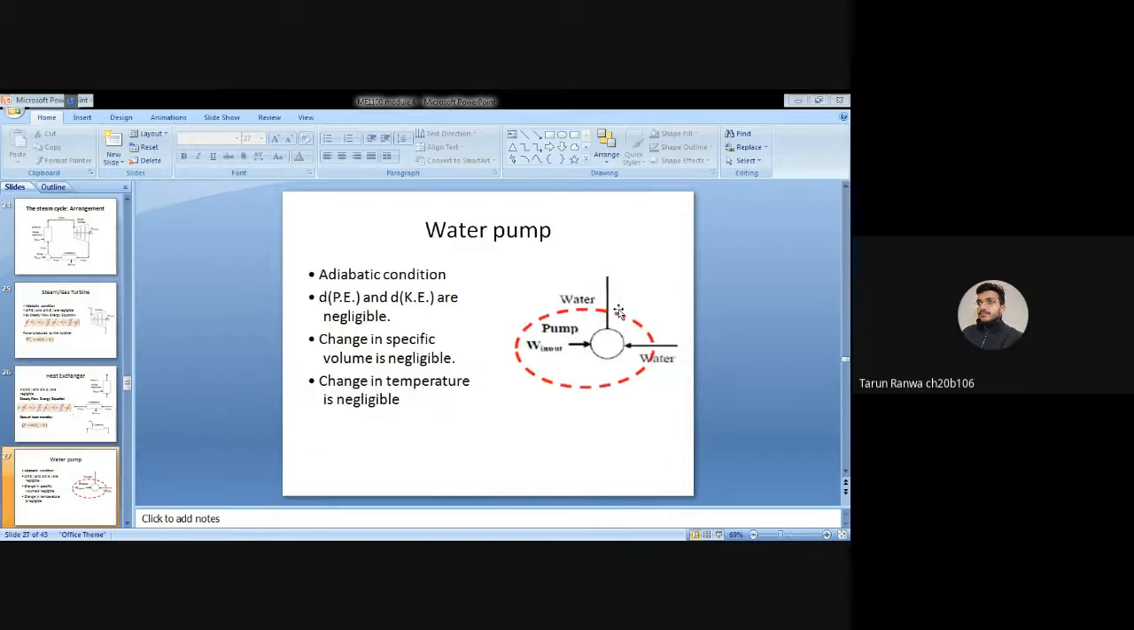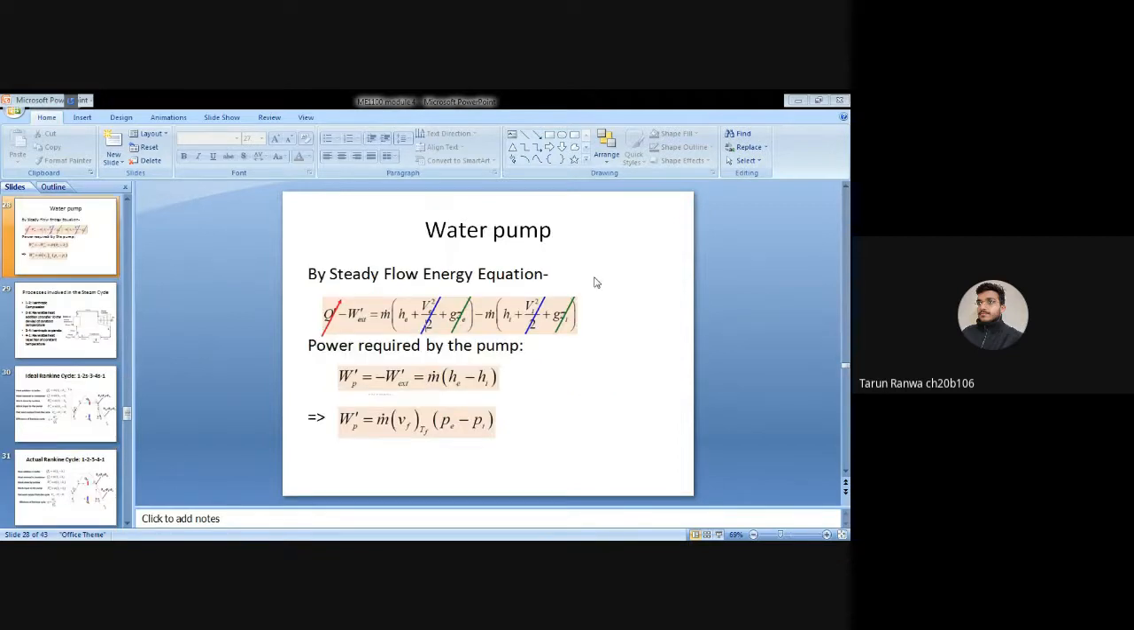Now the water pump. The water pump is in an adiabatic condition, and here also the change in potential energy and change in kinetic energy are negligible. In the water pump, the change in specific volume is also negligible, and the change in temperature is also negligible. Now let us apply the steady flow energy equation for the water pump. We can write Q minus W external equals this, and these terms cancel. So the power required by the pump, WP, equals minus W external, which equals m dot into He minus Hi.